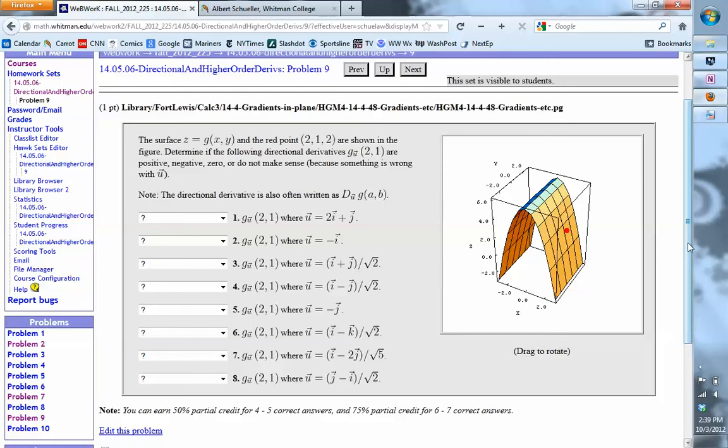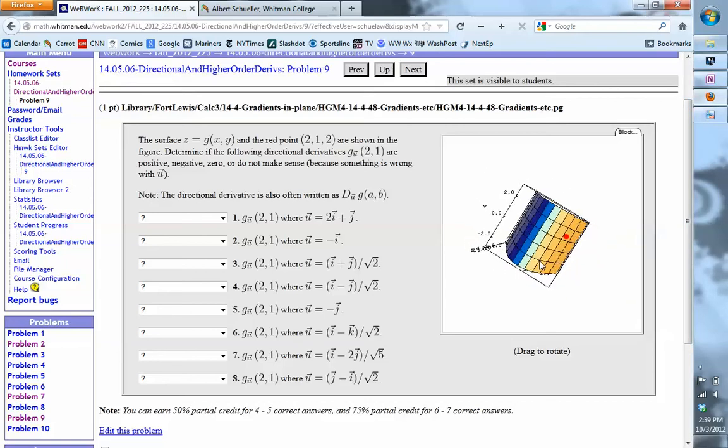No. Okay, so now you're interested not in the derivative in the x or in the y direction, but in this direction, or this direction. And so what you have to do, I think probably to start out with, the easiest thing to do is to look down from above.